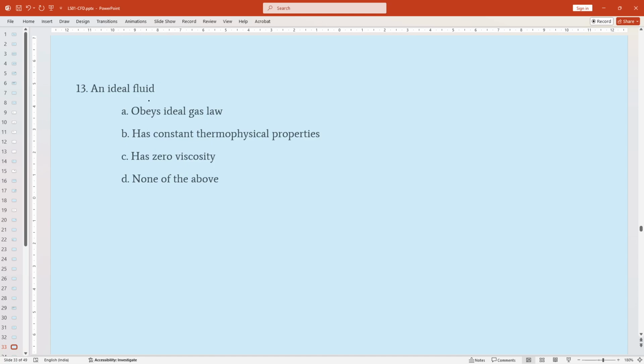An ideal fluid is option A obeys ideal gas law, option B has constant thermophysical properties, option C has zero viscosity, option D none of the above. So the question is, which of the following statements best explains an ideal fluid? You can inbox your answers.